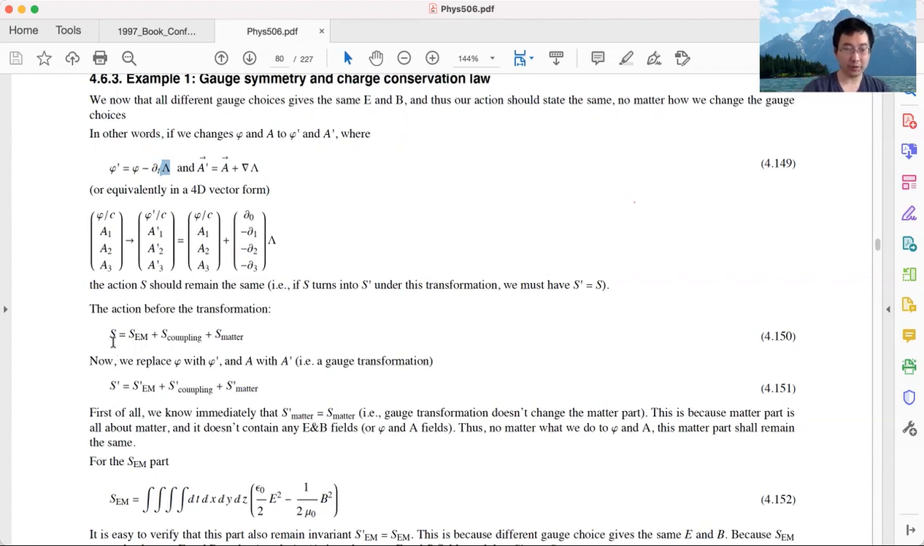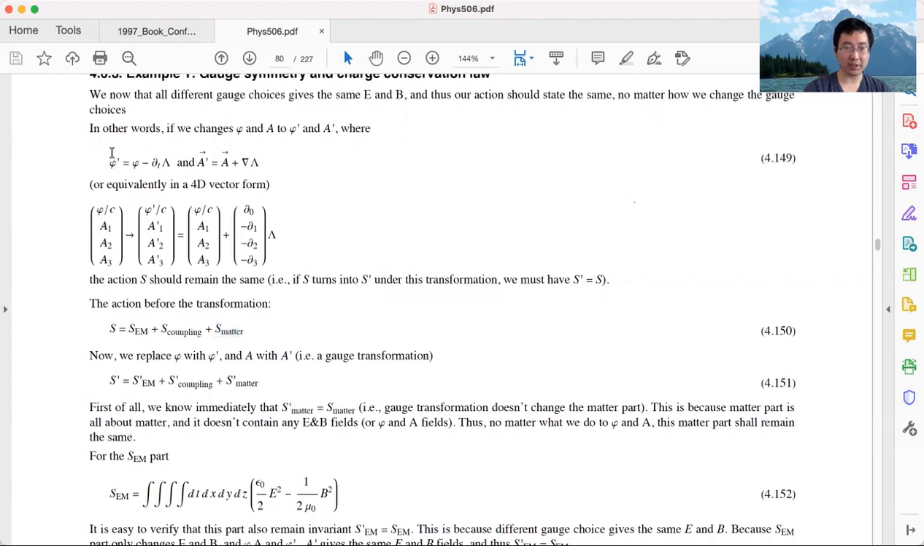Okay, so first of all, this is my action. My action has the E and M field, the coupling between the E and M field and the matter, and also the action of the matter, as we showed in last week's lectures. And now let me perform this gauge transformation.